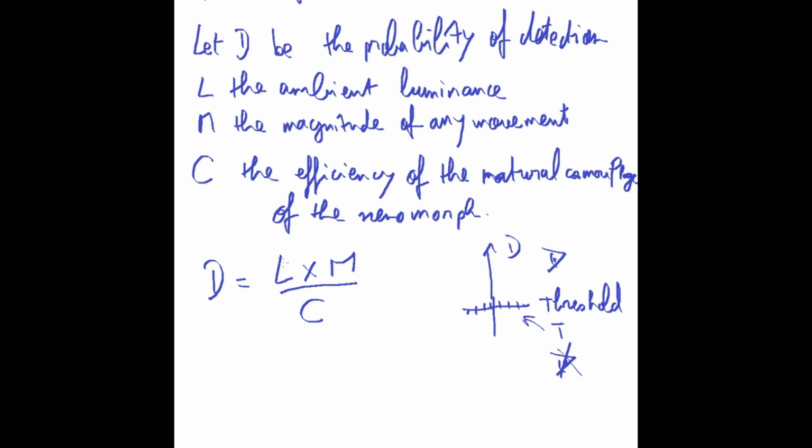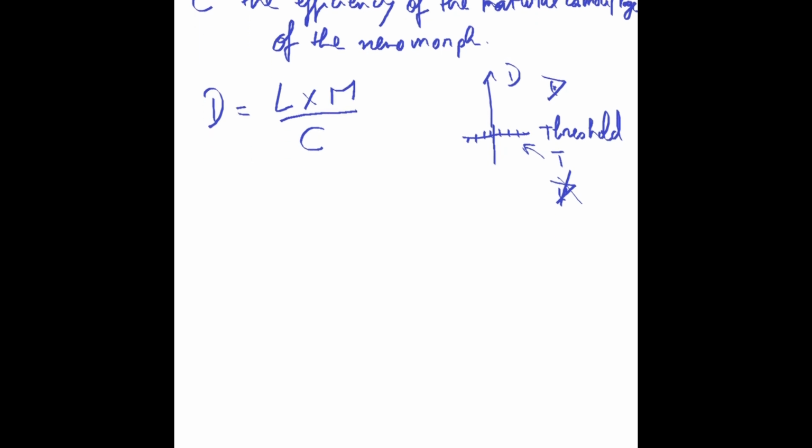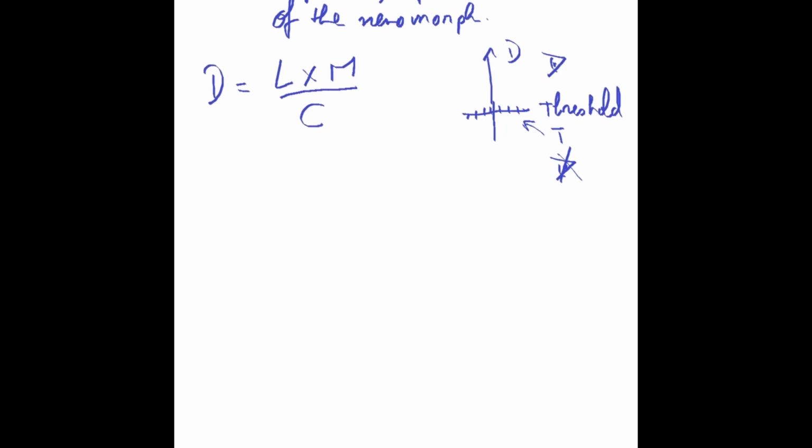So the more luminance there is, the more we're going to see it. The more it moves, the more we're going to see it. And the more efficient its natural camouflage is, the less chance we have of detecting it. So this formula is fair, but this is not yet the formula of life and death. So on to the equation of life and death.